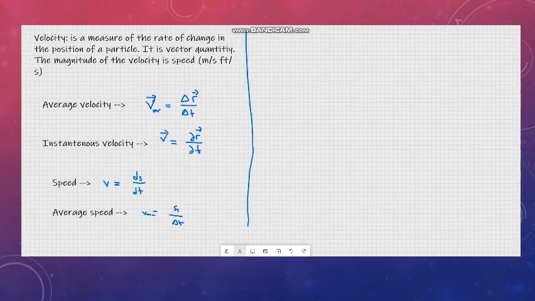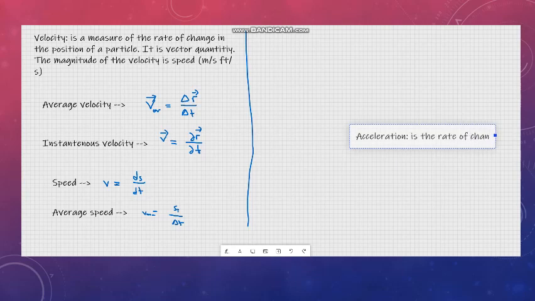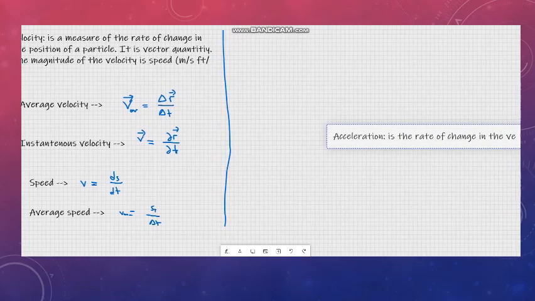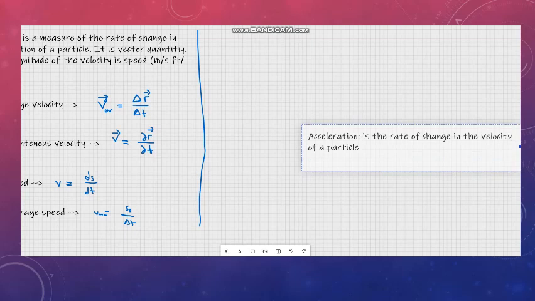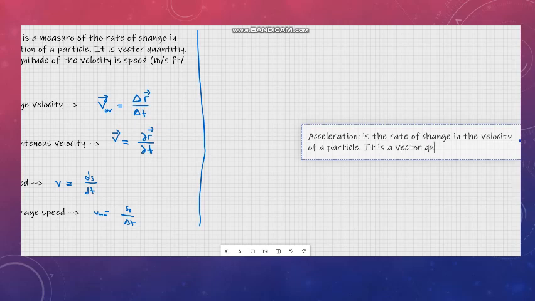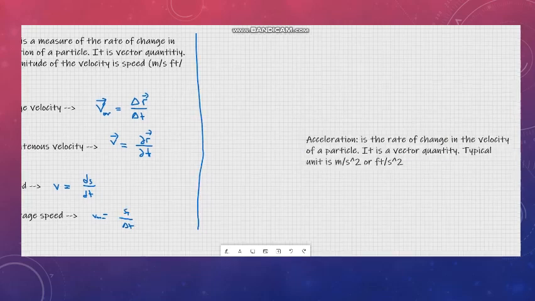Okay, first part is acceleration. Let's define it: it is the rate of change in the velocity of a particle, right? It is again a vector quantity, which has direction and magnitude, as we know, and the typical unit, in standard, is meter per second squared, or feet per second squared. So we define acceleration as well.